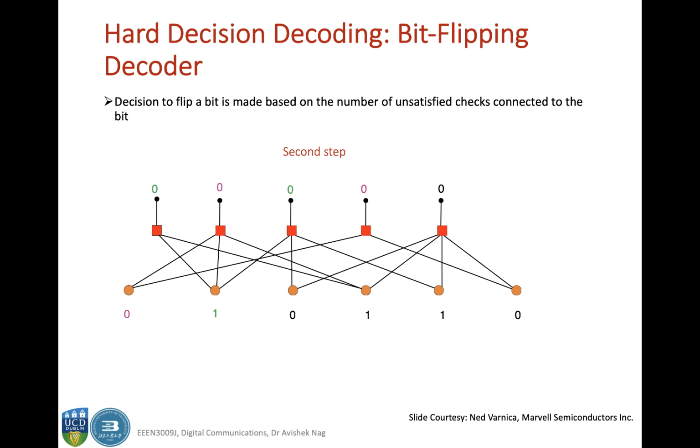So this actually concludes the decoding process. The decoding process ends when you have all zeros in the check bits. Whatever you are left with is a valid code word. So this 0 1 0 1 1 0 is a valid code word now. So this is how you decode the LDPC codes.